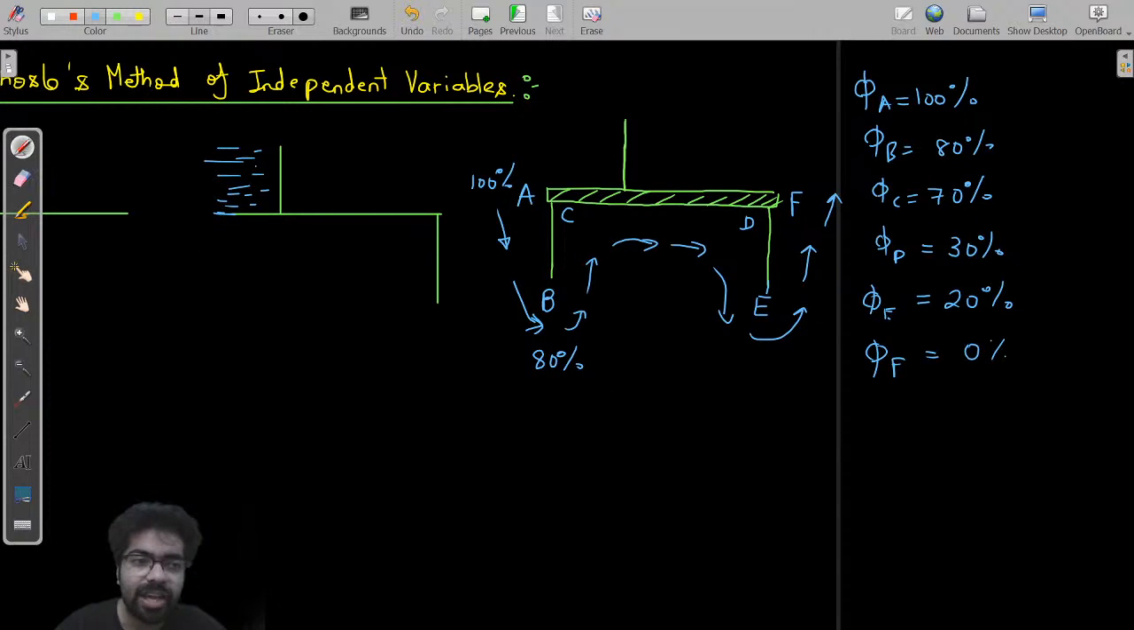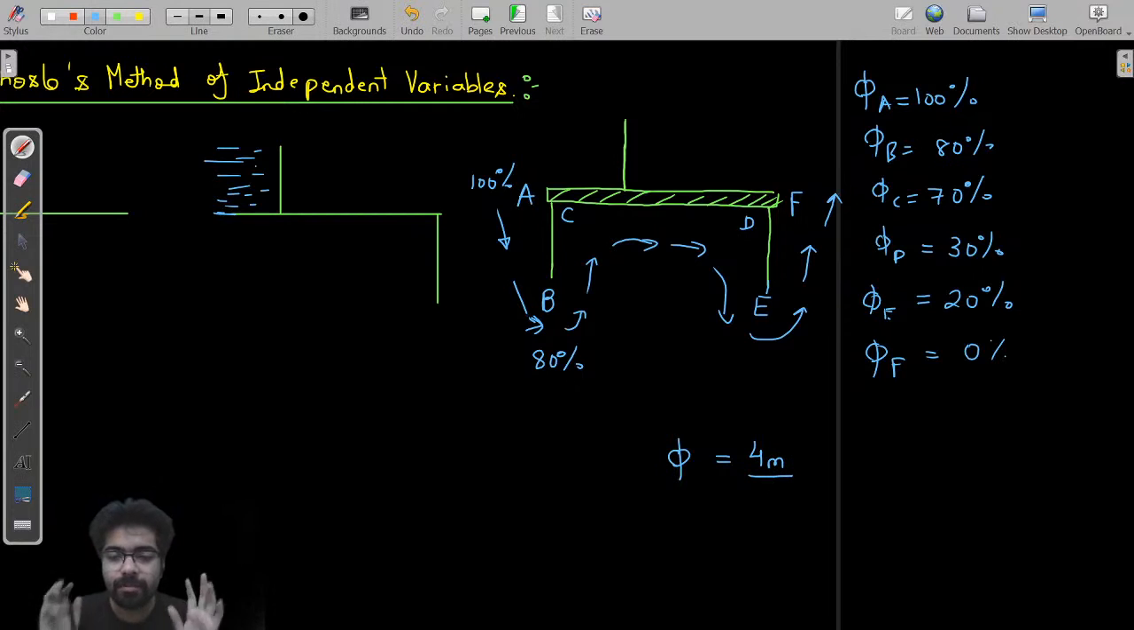And that head, we are not writing directly the head, we are writing the phi. And phi is nothing but the remaining head, head in percentage. What is phi? It is simple. Suppose B point is there. At B only 4-meter energy is left, and at A, when the water started its journey, the head was 5-meter, then the energy was 5-meter.